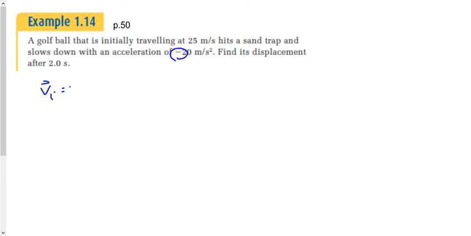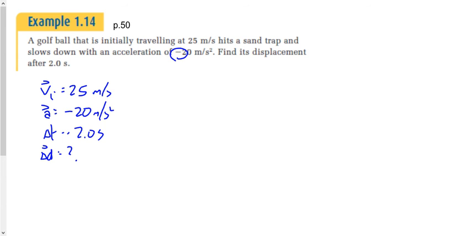Let's say VI is equal to 25 meters per second. We're going to say that A is negative 20 meters per second squared. And we're going to say that the time interval here is 2.0 seconds. I'm looking for the displacement. What do you want to try? It's group B. Can't use V equals D over T. Which group B equation do you want to try?